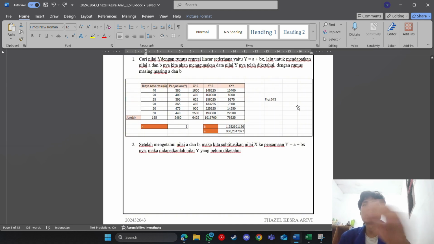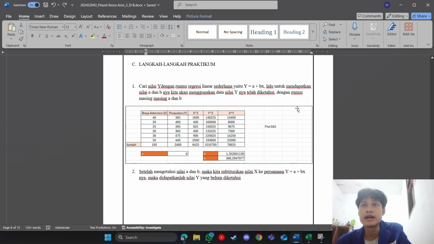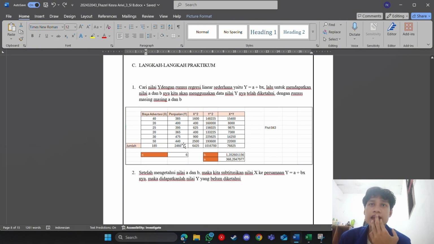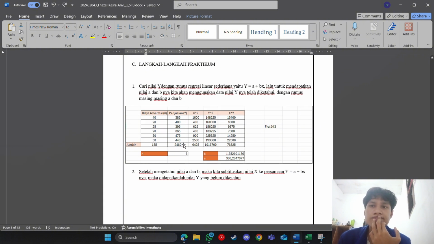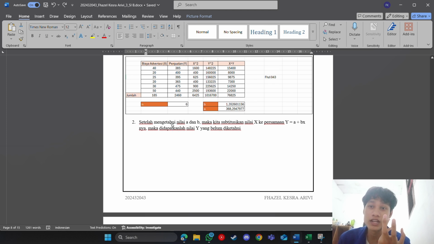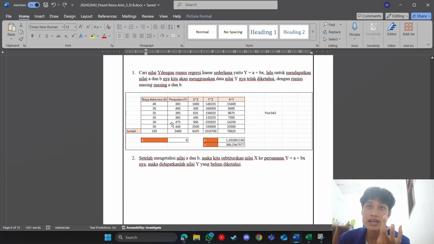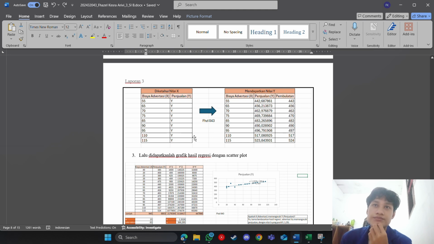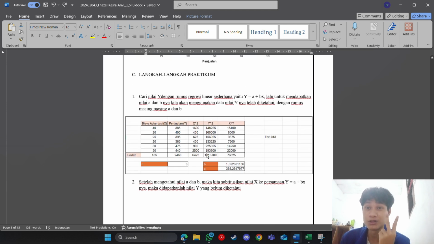So we're going to skip it, and I will show you my assignment. So here we have some data, like selling data and advertisement data. So we need to know what the correlation is. Does advertisement really affect our selling? So we need to know our regression formula.